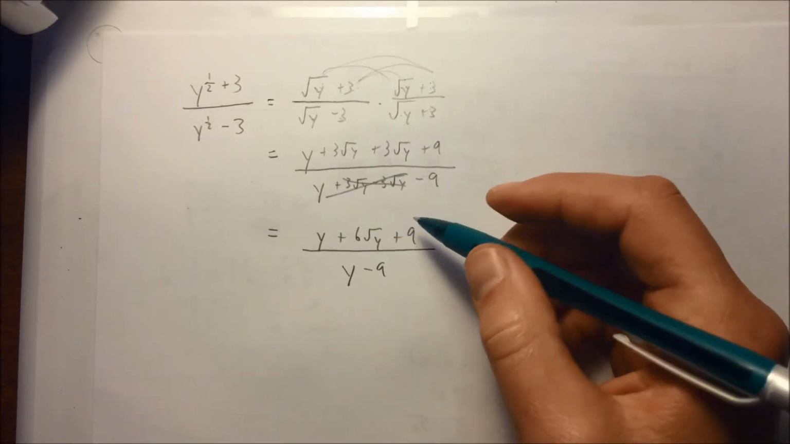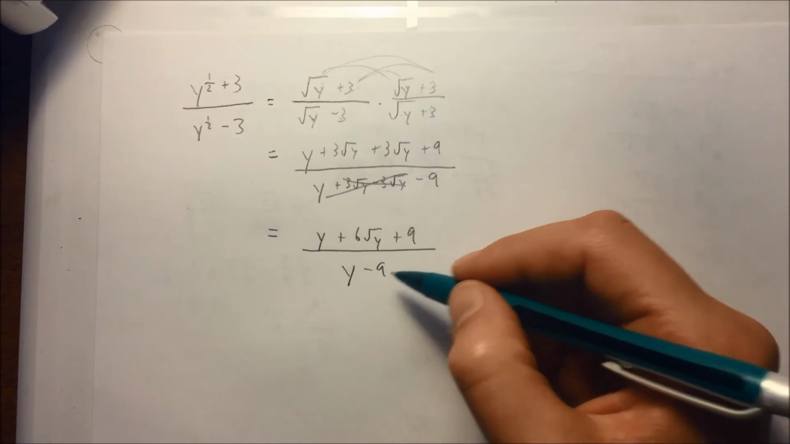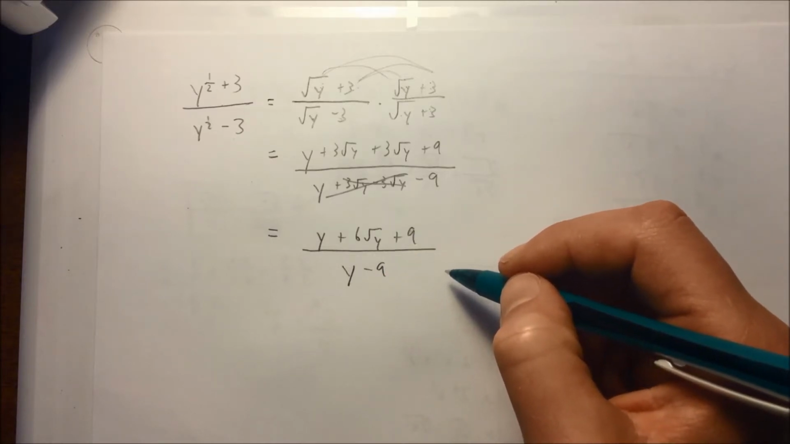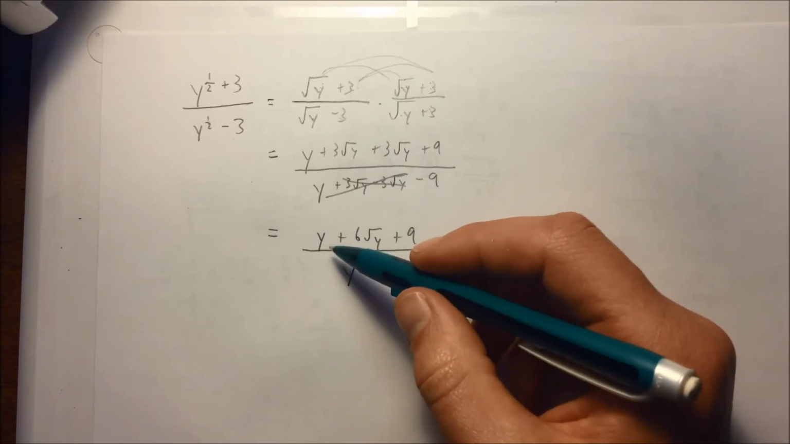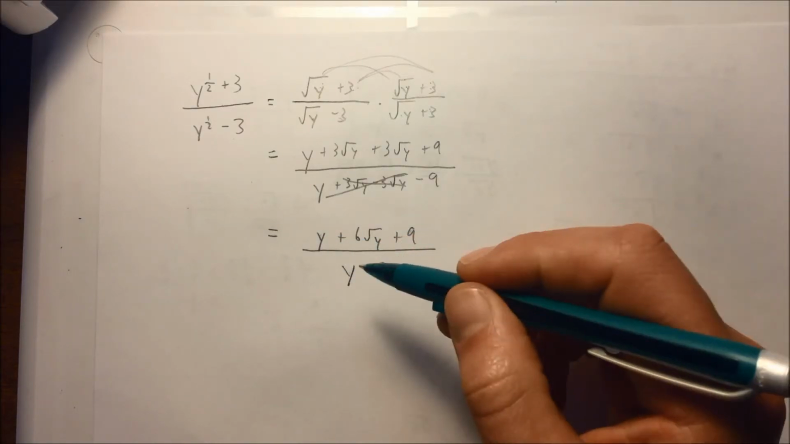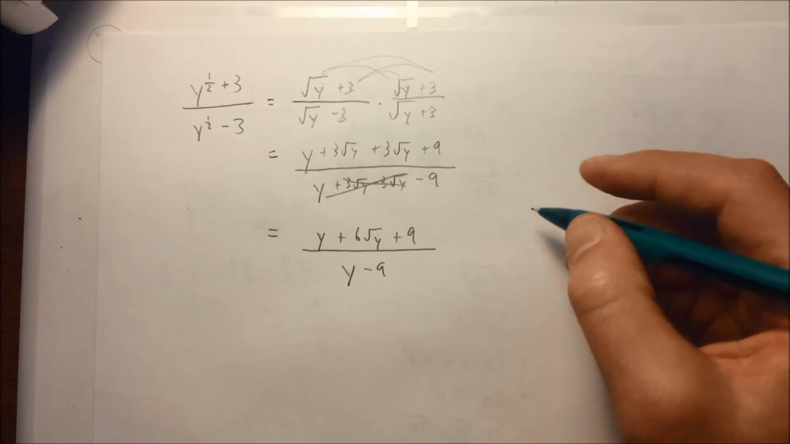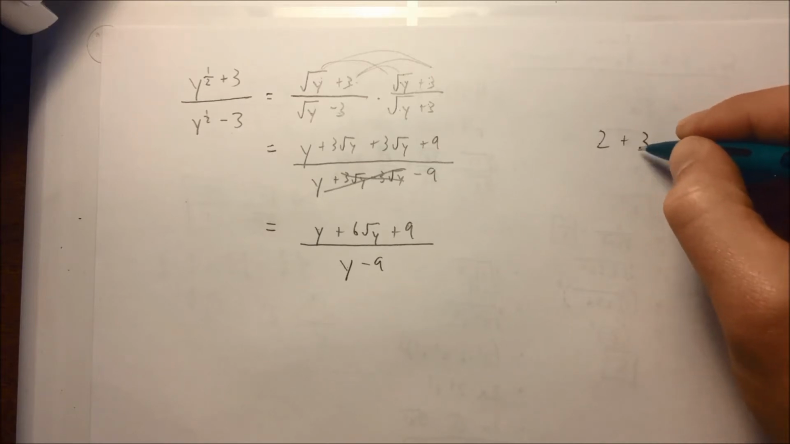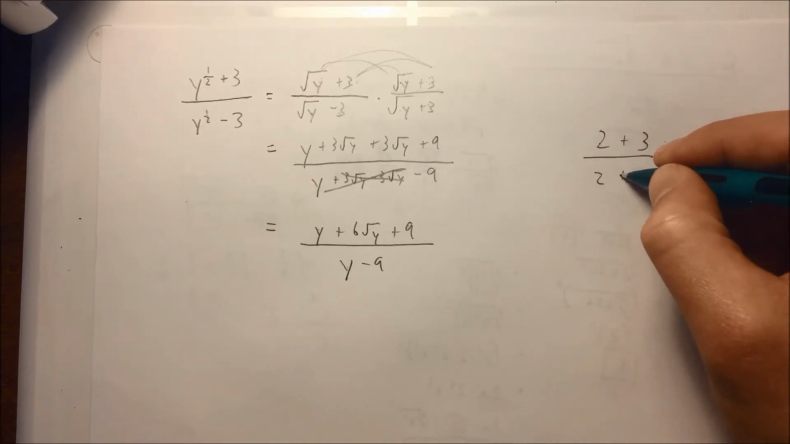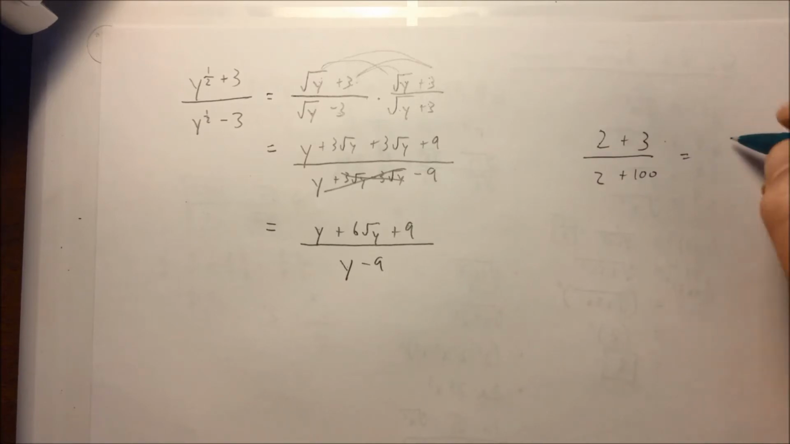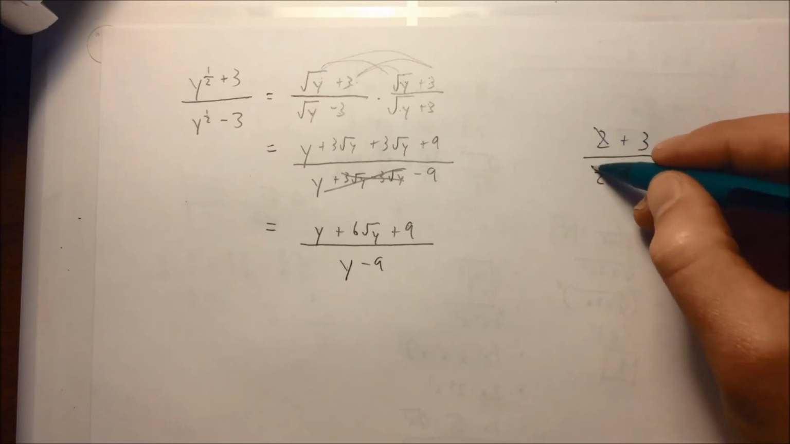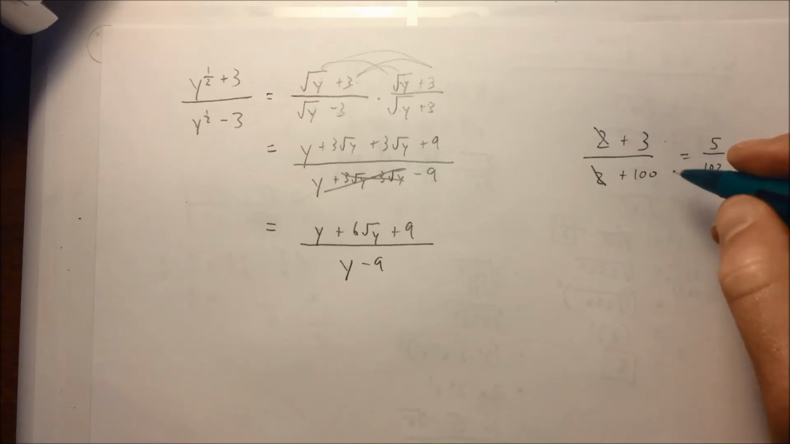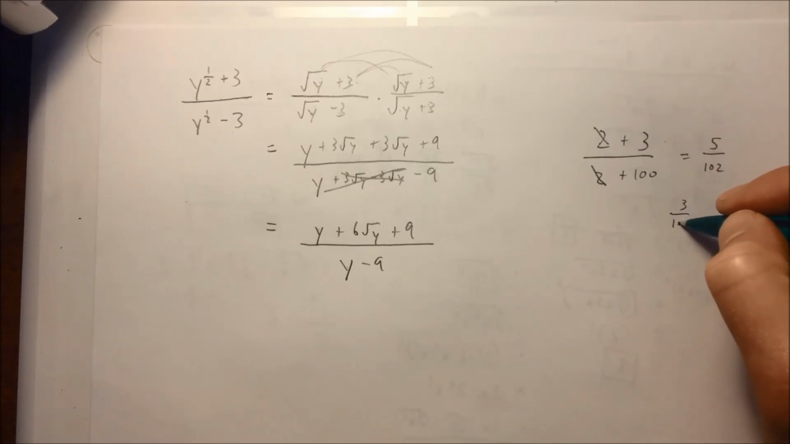Now, you may be saying to yourself, hey, I can cancel out the 9 here and the 9 here. No, you cannot. Don't you dare. Or you may be thinking, oh, hey, I can cancel out the y here and y here. Don't you dare do that. Why not? Here's why. What if I said 2 plus 3 divided by 2 plus 100? We would know this is 5 over 102. According to you, though, if I can cancel that out, it's going to be 3 over 100.